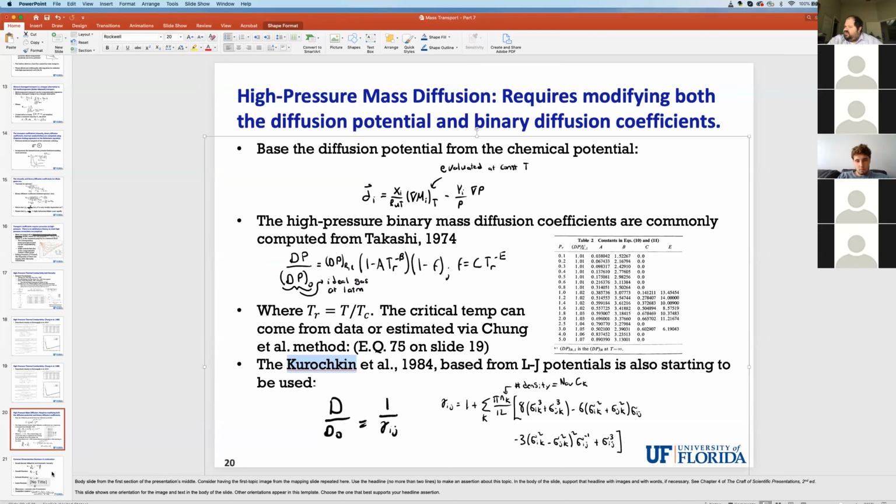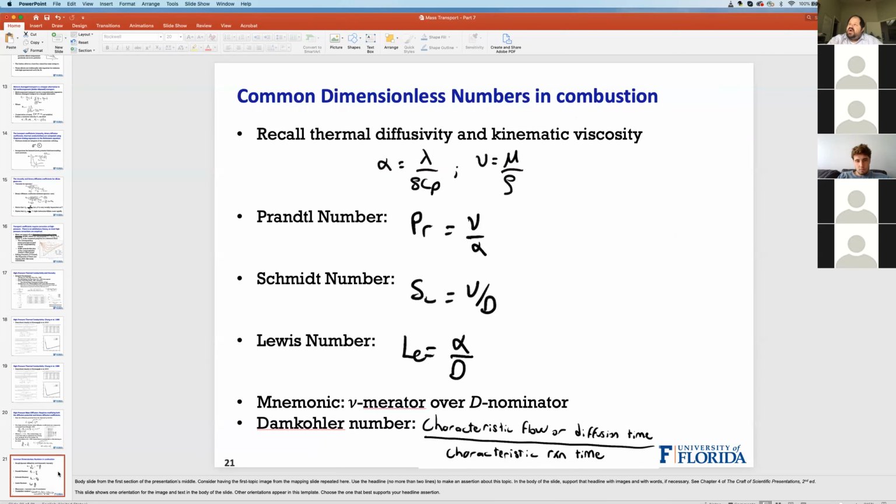Okay, so I was just presenting data there. And then also before I close the section on transport, there are common dimensionless numbers in combustion. Just recall quickly that the thermal diffusivity alpha is just the thermal conductivity divided by rho Cp, and the kinematic viscosity is nothing more than the dynamic or shear viscosity divided by the density. And then in combustion, you'll see all three of these numbers being used. One is the Prandtl number.